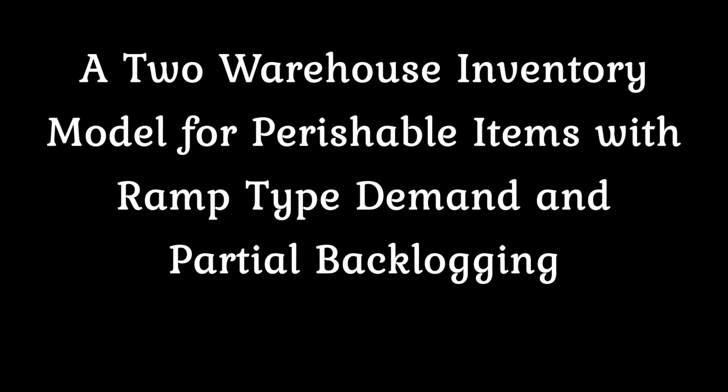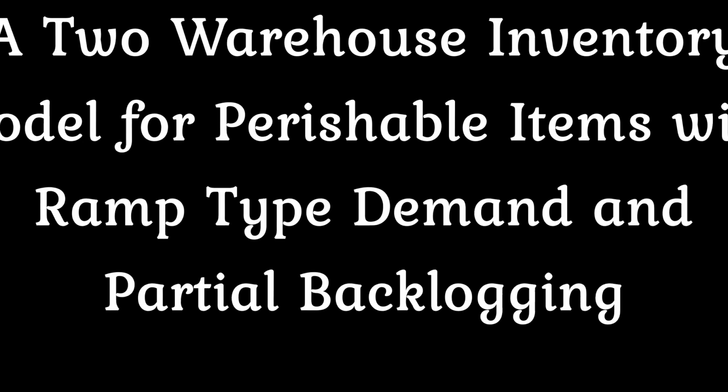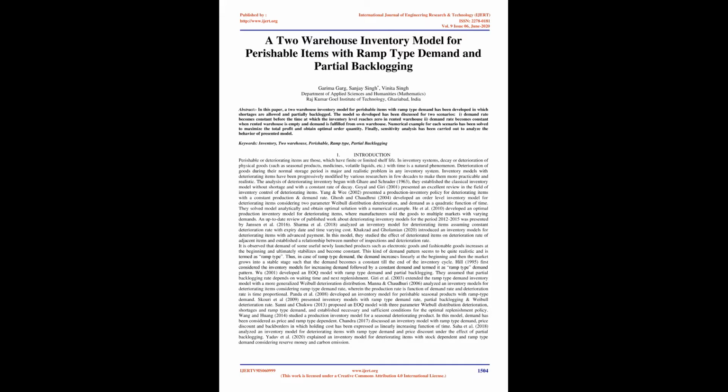A two-warehouse inventory model for perishable items with ramp-type demand and partial backlogging. Abstract: In this paper, a two-warehouse inventory model for perishable items with ramp-type demand has been developed in which shortages are allowed and partially backlogged.